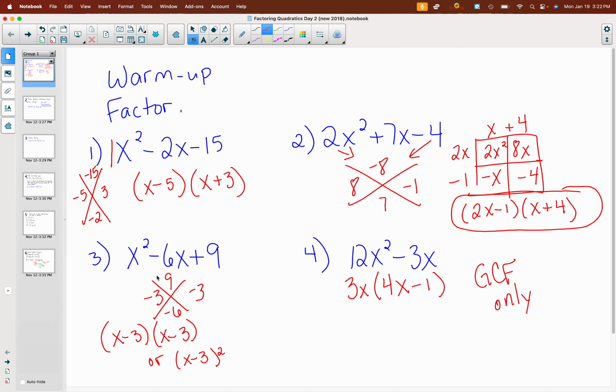On number 3, I did a diamond problem. Notice I didn't do a box. That was because the coefficient of the x squared was a 1. And it turns out that you end up with two -3s here. So when you factor it, you get x minus 3 times x minus 3. Or, because you're squaring that, you can write that as x minus 3 quantity squared. Number 4, there's a GCF of a 3x that you can pull out, and that's the only kind of factoring that you can do on that, is the GCF factoring.